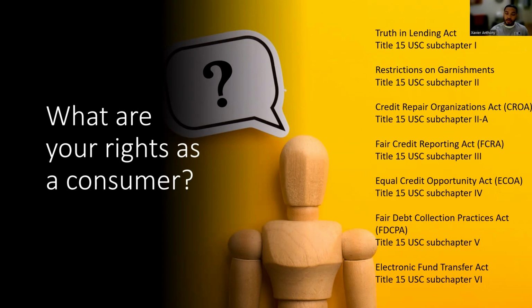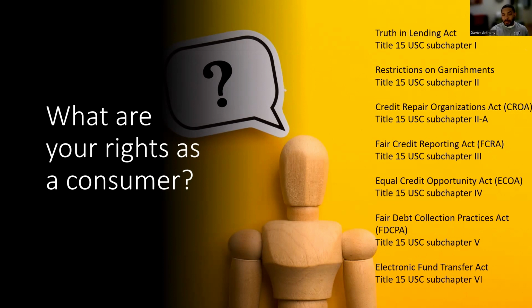The third one I'll cover is the Credit Repair Organizations Act, Title 15, Subchapter 2A. So, yeah, credit repair organizations have federal laws that they have to abide by as well. It talks about the activities that cover credit repair organizations, what they can and cannot perform. It gives the requirements that credit repair organizations must meet and the rights of consumers who use credit repair organizations.